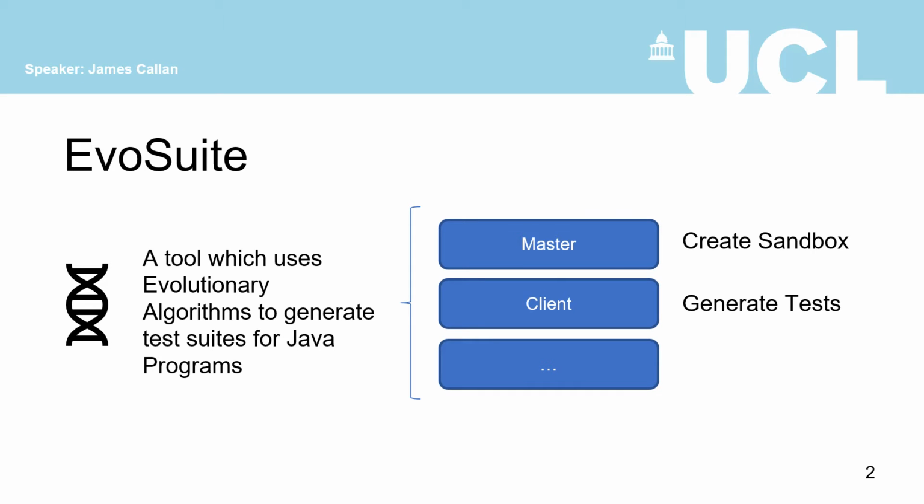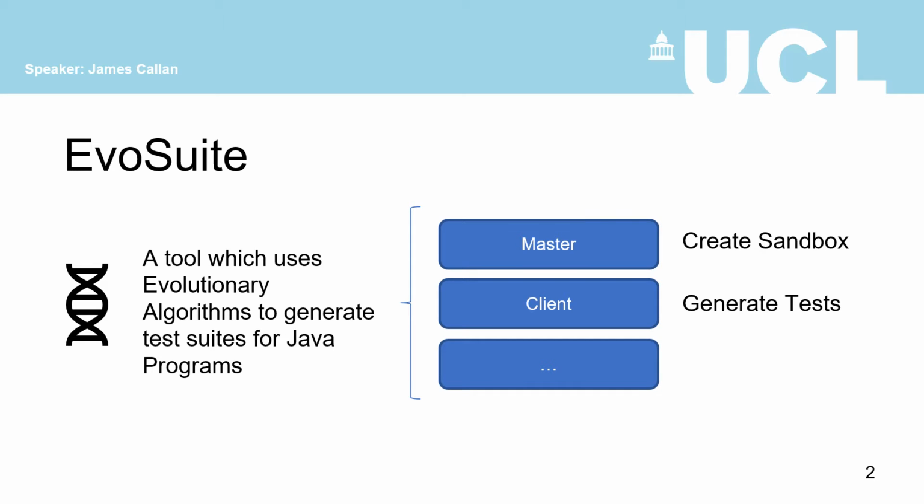So first of all, what is EvoSuite? EvoSuite is a search-based software engineering tool which is used to generate tests for Java programs. EvoSuite uses evolutionary algorithms like genetic programming to generate new tests for particular classes in a Java program with the aim of achieving high coverage. EvoSuite starts with randomly generated tests and iteratively improves them to cover more and more of the class of interest until hopefully the entire class is covered.